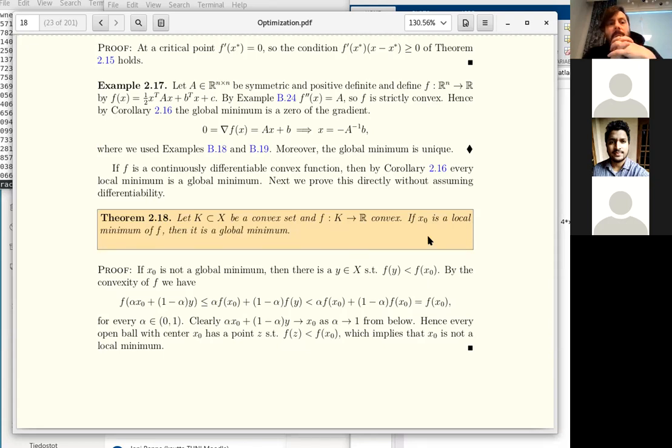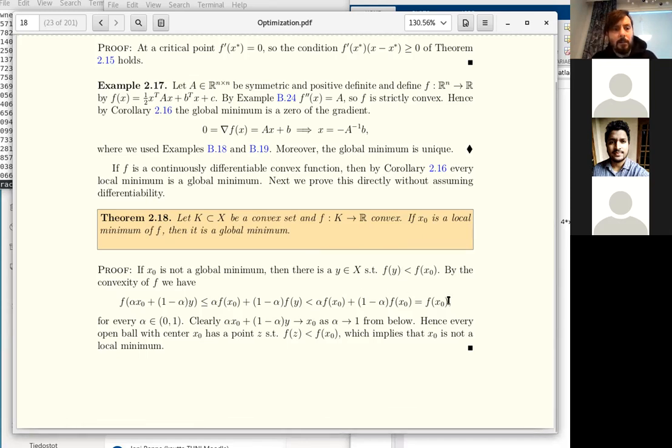The thing is, if we have a convex function, one that is not necessarily differentiable, defined on a convex set and mapping from that convex set to the real numbers, then if we have a local minimum, the local minimum is also a global minimum. And that's not actually that hard to prove. So let's look at this proof.